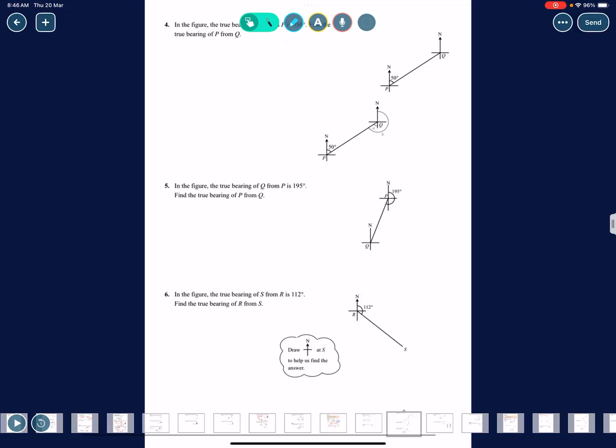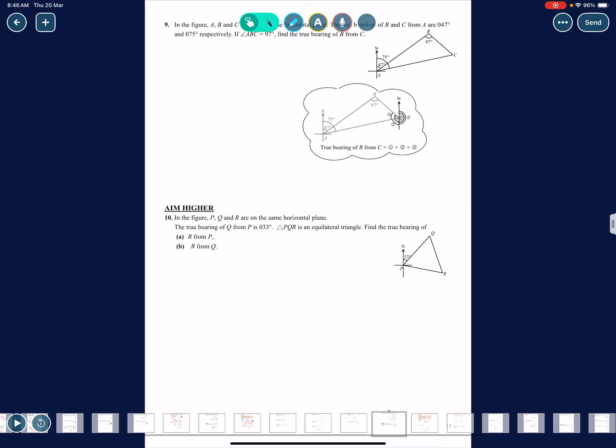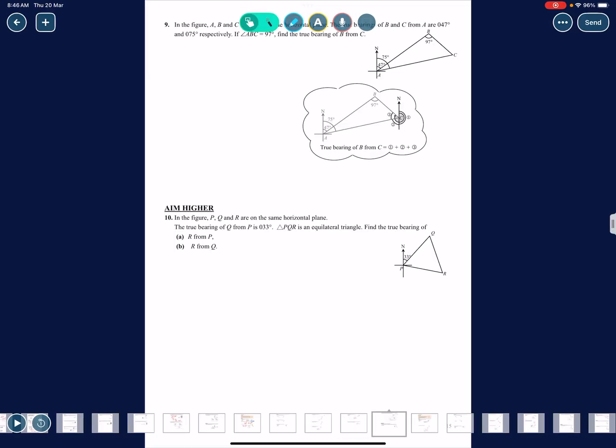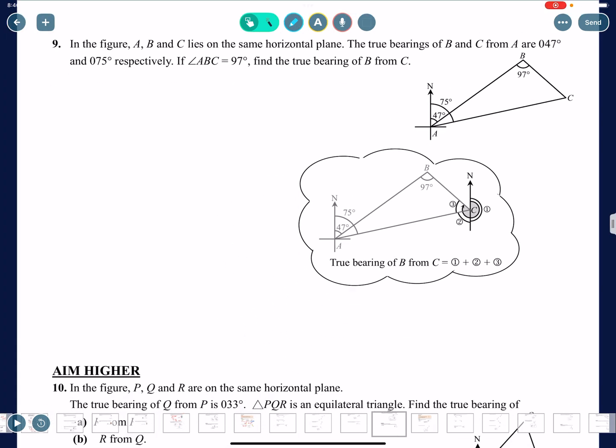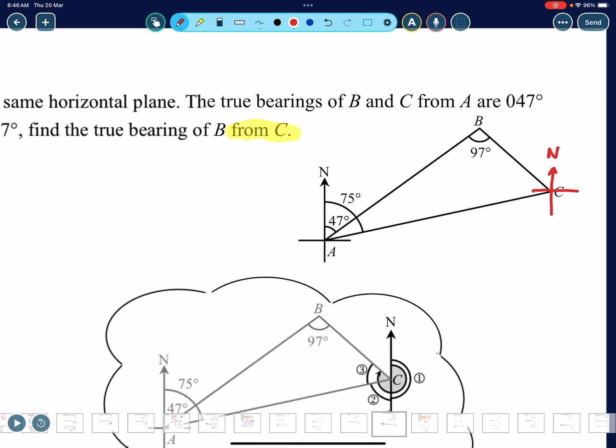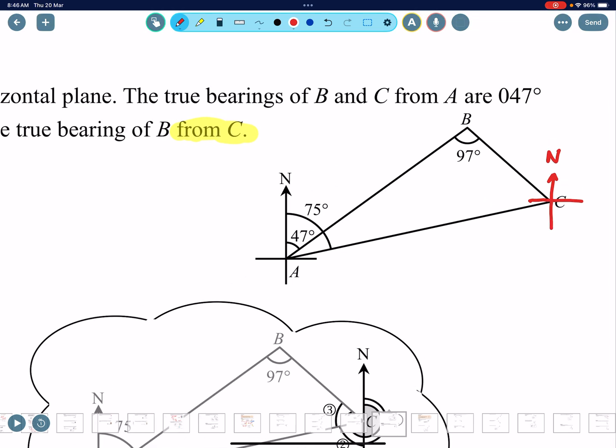Okay, moving on. Let's try a difficult question to end the video. Okay, I'll do this one. Question 9. Find the true bearing of B from C. From C, that means you are taking reference from the letter C. Now you will notice that the letter C does not have north, right? We can draw it up ourselves like that. So now how can we get the bearing from C going to B? So this is the angle we need.